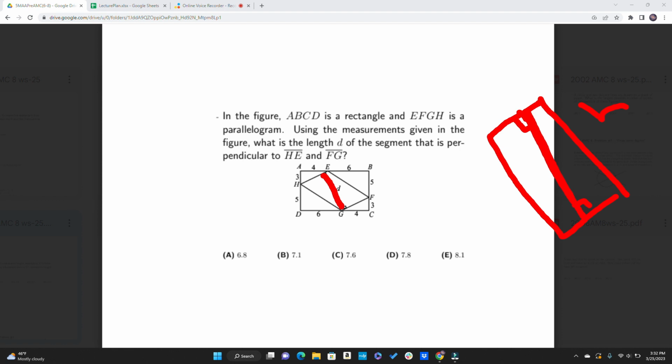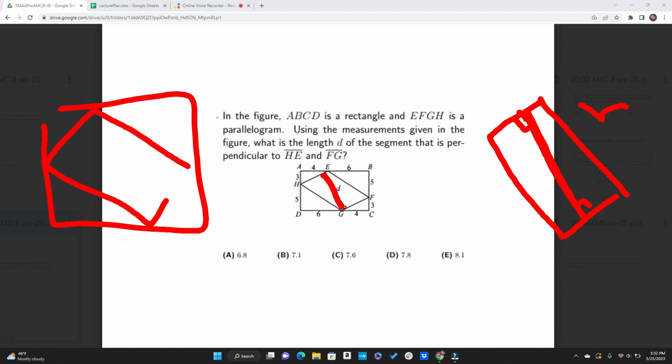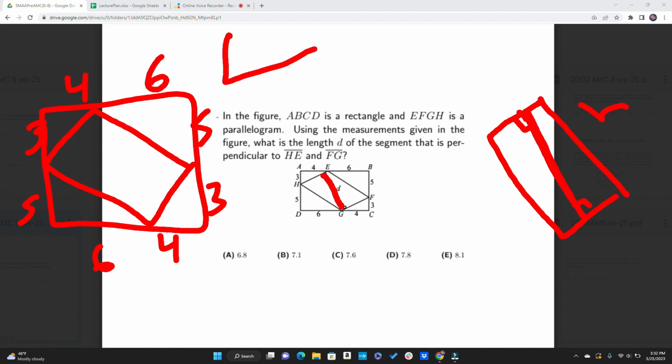So that's something to keep in mind. So let's get started. What do we know about our shapes? Well, we can see right away that here we've got side 4, side 3, 5, 6, 4, 3, 5, 6. Okay, that means we've got some triangles. I noticed a triangle with side 3, side 4. It's a right triangle because of our rectangle.